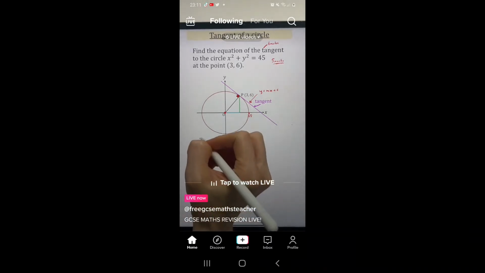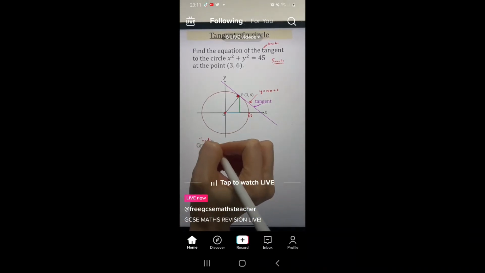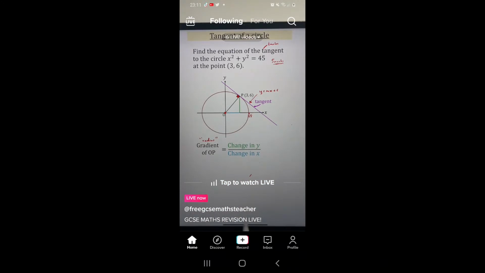The gradient of OP is effectively my radius. To work out the gradient of that line, OP, I can do my change in y divide by change in x. My rise over my run. My change in y, my vertical change, divided by the change in x.